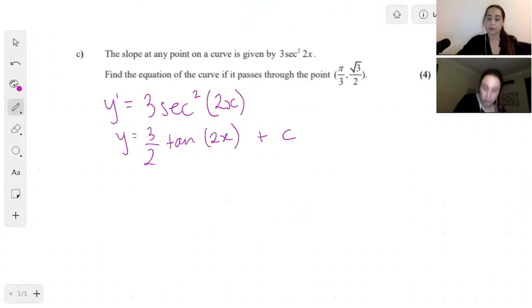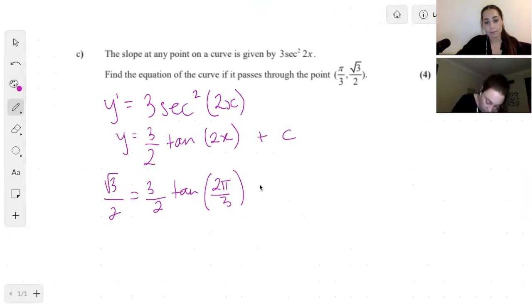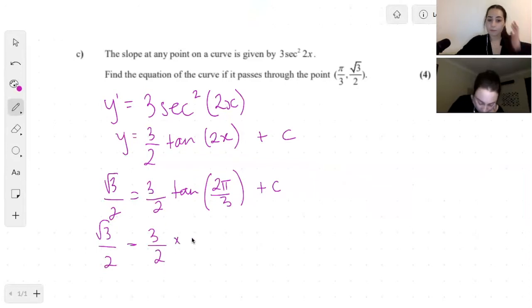And then, so root 3 on 2 is equal to 3 on 2 tan of 2 times pi on 3, plus c. So root 3 on 2 equals 3 on 2 tan of 2 pi on 3 plus c.